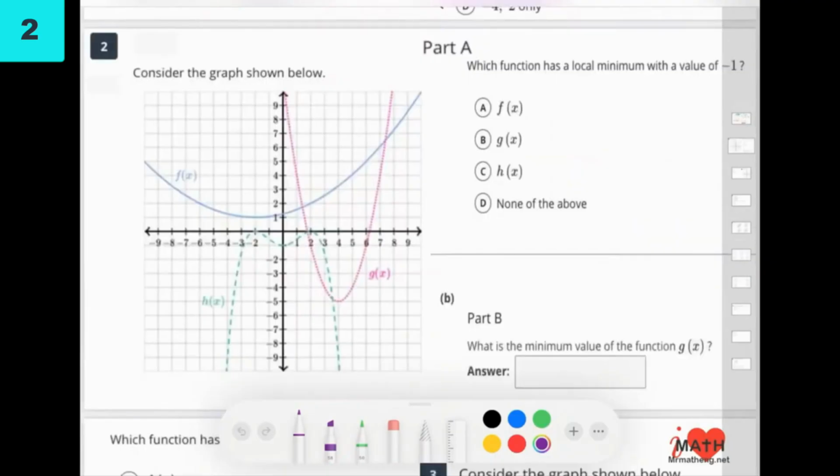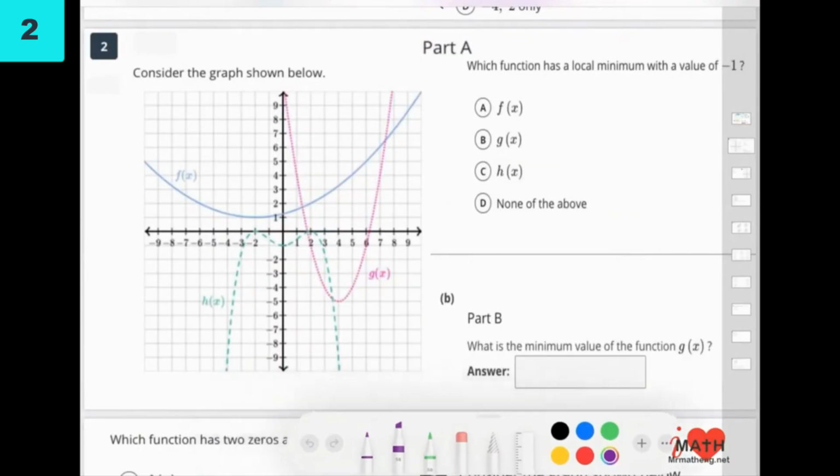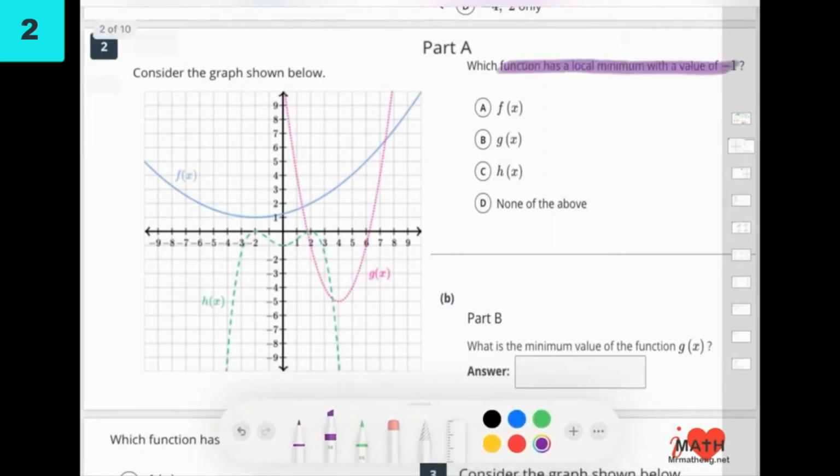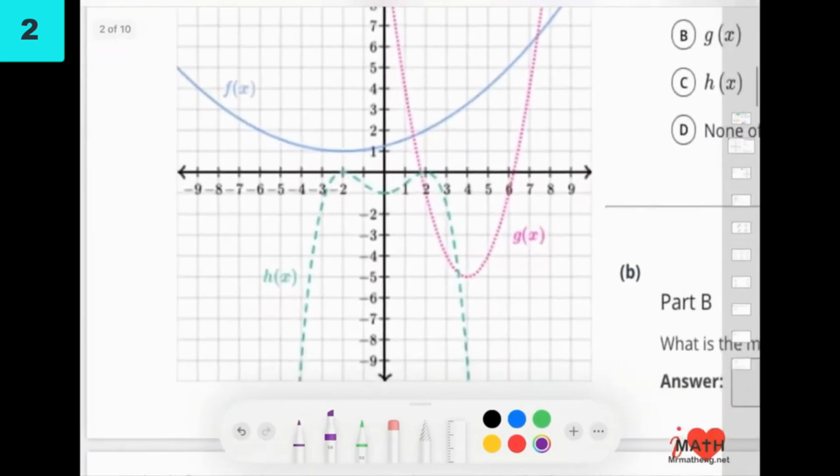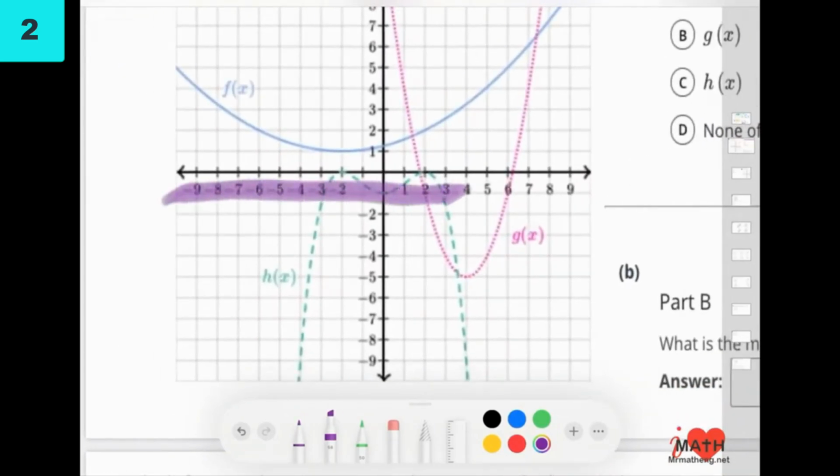Alright, let's go over question number 2. Part A here says, which function has a local minimum of a value of -1? So if I go down to a y value, and I'm going to make my purple line there, does any of those graphs hit that purple as a low point? Well, the blue one does not, f of x does not. The g of x goes, that purple line goes through it, but it's not the low point.